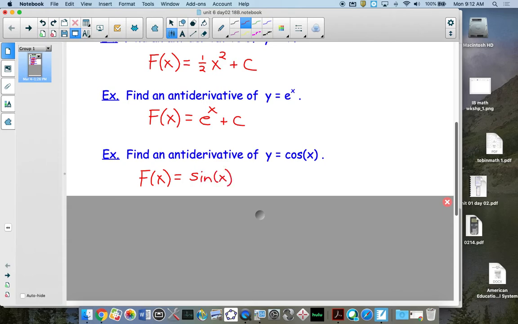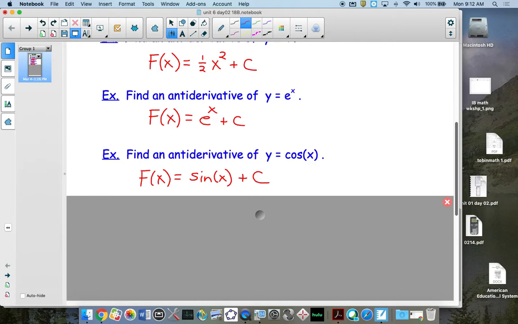Double check, derivative of sine is cosine. And then we could also add any constant on there. So, anti-differentiation sometimes bothers students for a while until you realize that it's more of an art form.